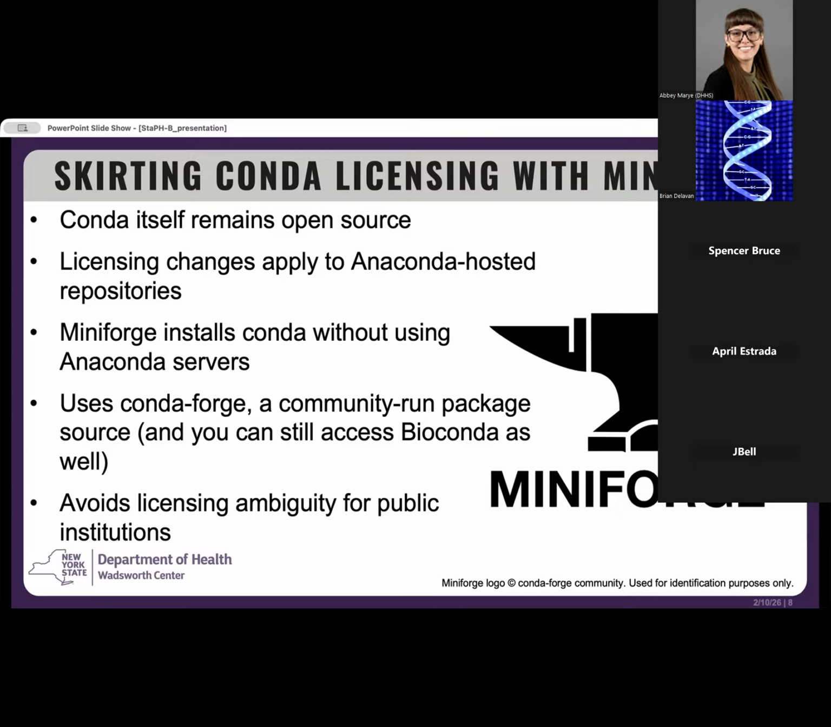MiniForge as well. So for public institutions like state health labs, the biggest concern is often this licensing ambiguity. Using MiniForge helps to avoid that ambiguity by relying on community-run repositories rather than the commercial hosting services. And you will see now too, if you go to major universities, they are all well aware of this. And you can see on their how-to pages, they have instructions on how to install and use MiniForge, and they've replaced the Conda pages with them because of these licensing rules.